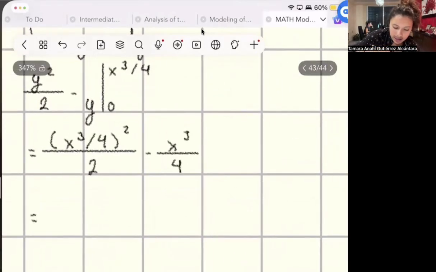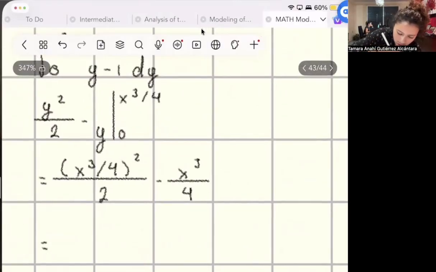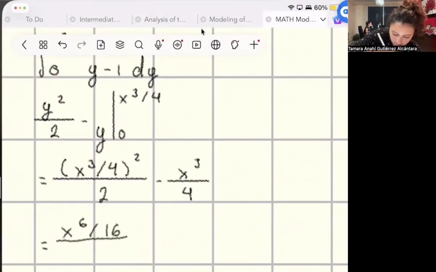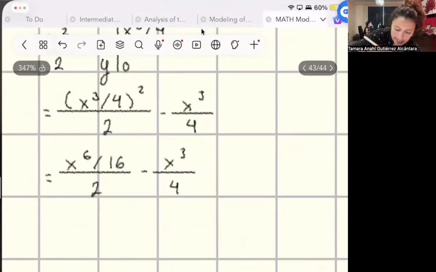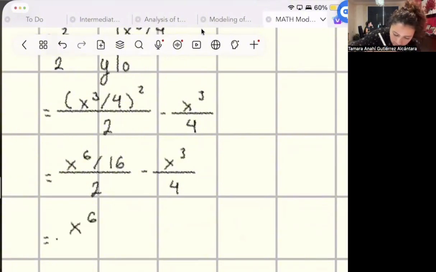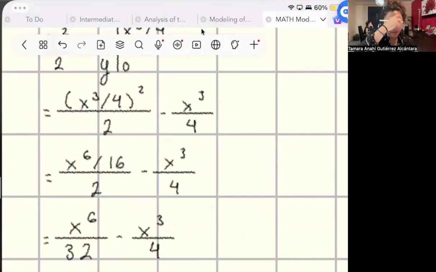And this is x to the 6 over 16 over 2 minus x cubed over 4. And this is again x to the 6 over 32 minus x cubed over 4.